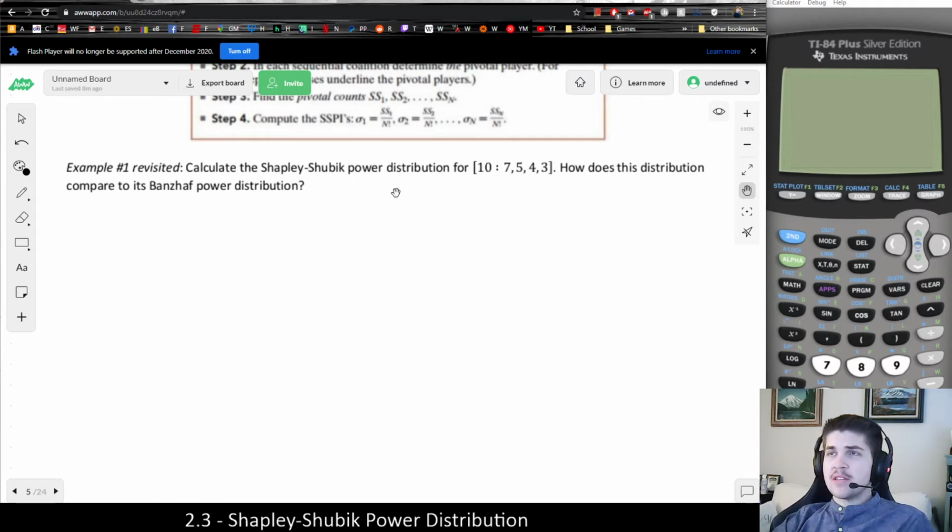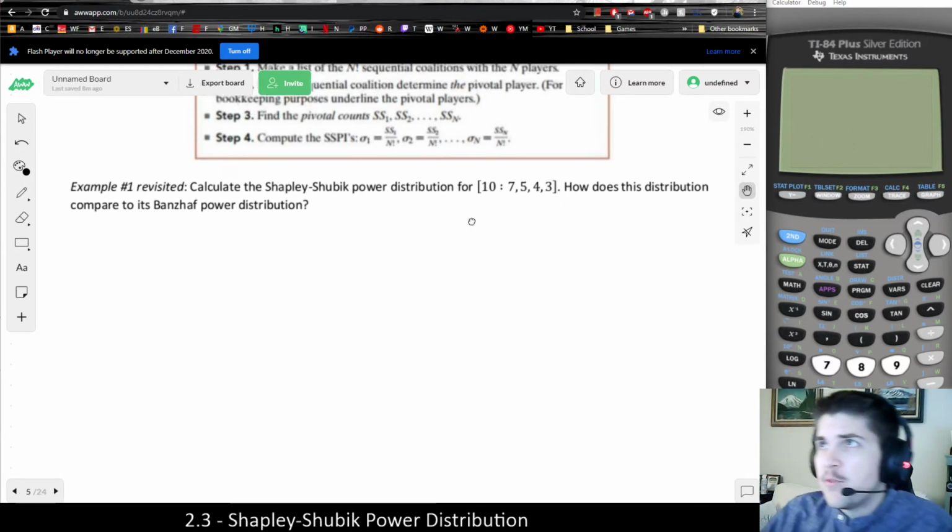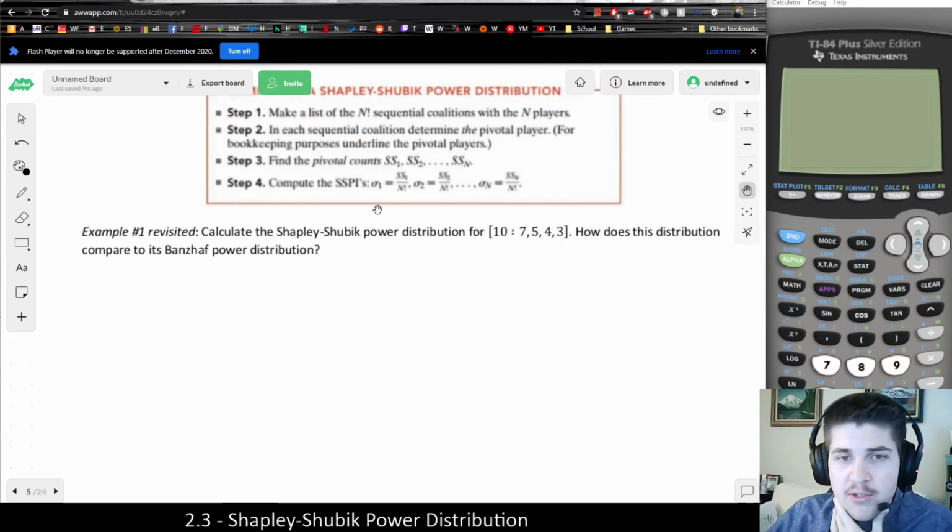It says calculate the Shapley-Shubik power distribution for the weighted voting system 10: 7, 5, 4, 3. And just as a quick recap, remember this means that our quota is set to 10. We have 4 players, with votes 7, 5, 4, and 3. So let's go ahead and just do it. The first step is to find all the sequential coalitions instead.